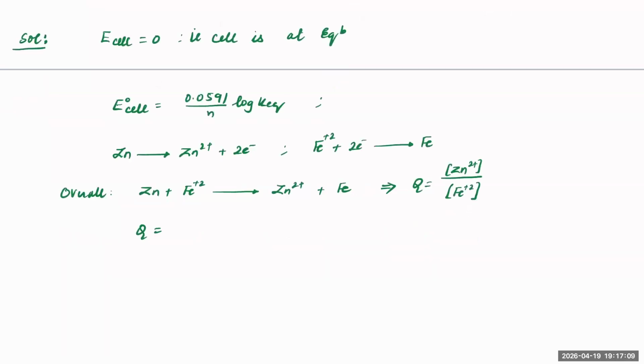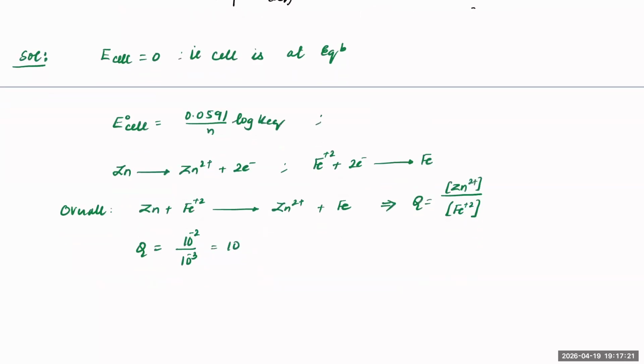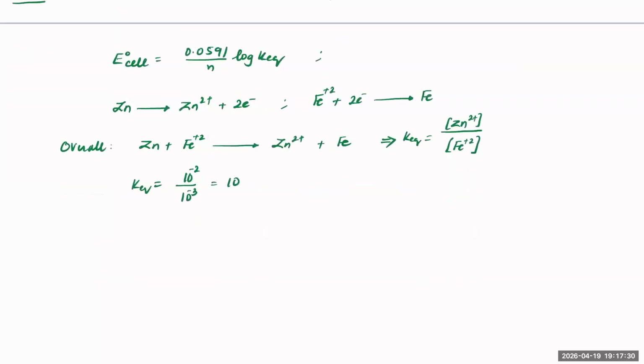So Q will be equal to 10 raised to the power of minus 2 by 10 raised to the power of minus 3, which is equal to 10. Sorry, I would not use the word Q anymore. It is K equilibrium. So K equilibrium value is 10, which implies E naught cell will be equal to 0.0591 by 2 log of 10, which is 1. So 0.06 by 2, approximately 0.03 volts. It is positive, so it is a spontaneous cell as well. Clear?